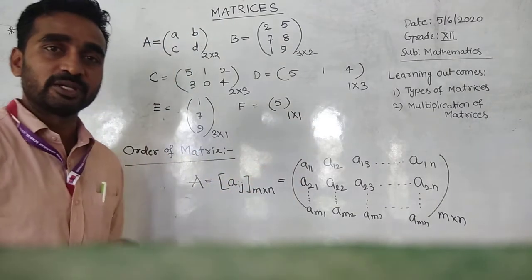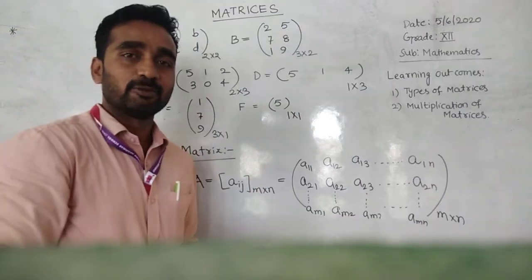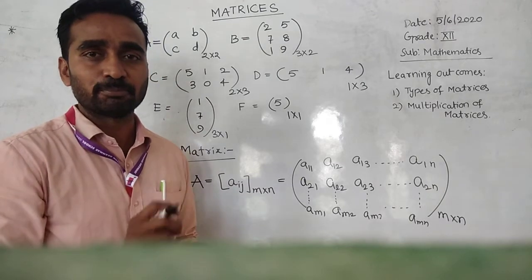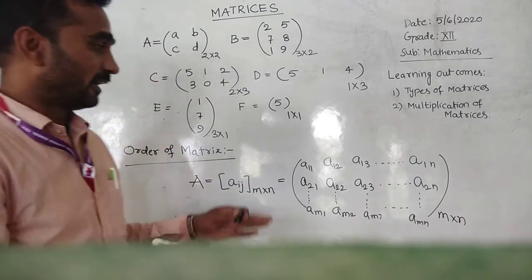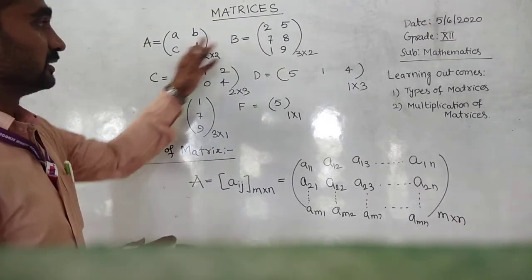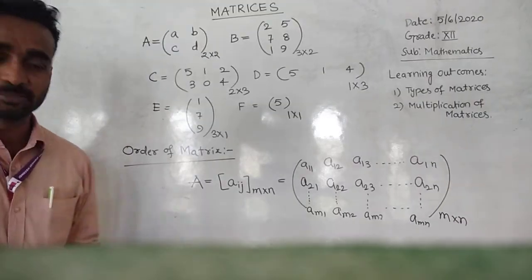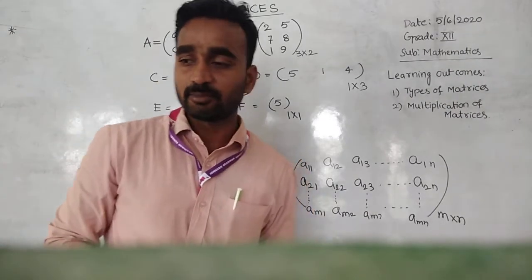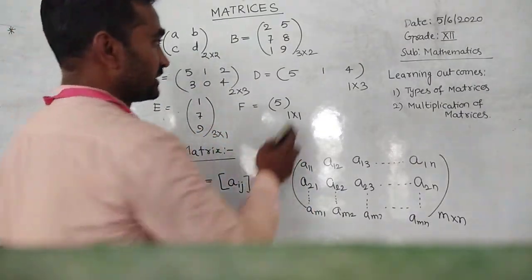So I hope you are following what is meant by matrix: the elements are arranged in a rectangular array with complete rows and complete columns. And what is meant by order, and how to say the order of the matrices from these 6 given examples. Later we will discuss the types of matrices. How many types of matrices are there?